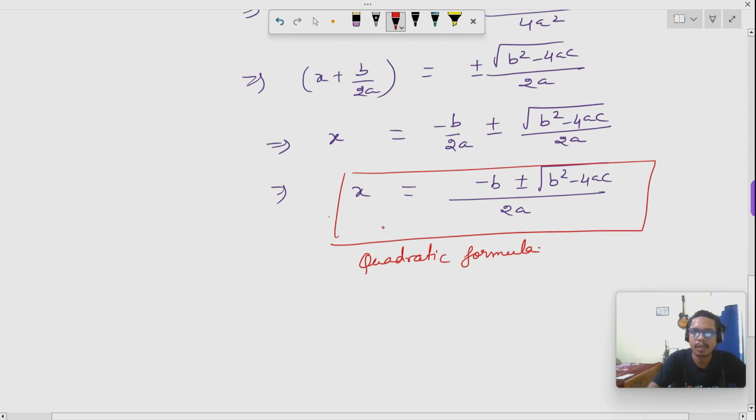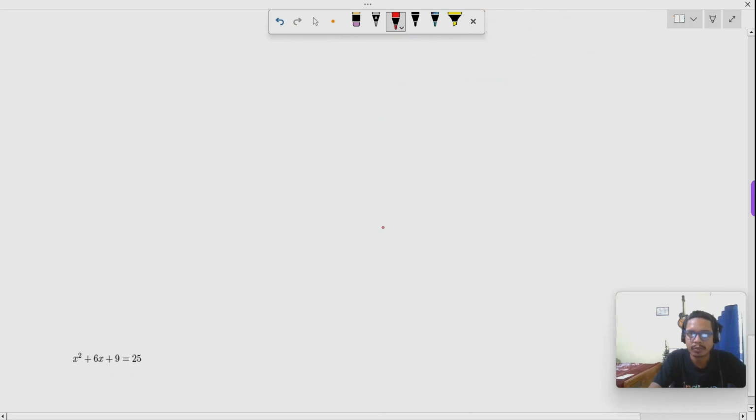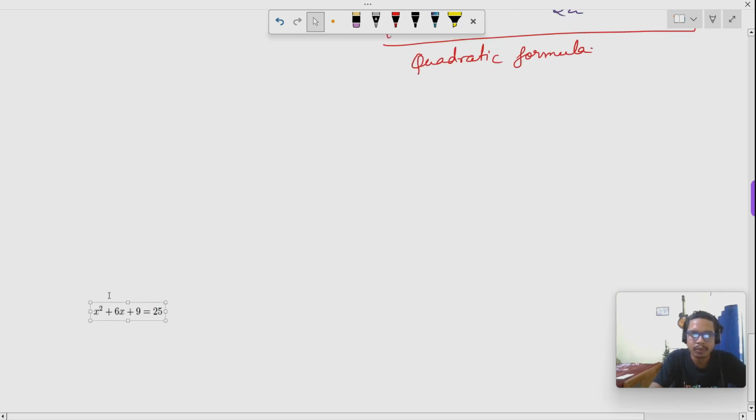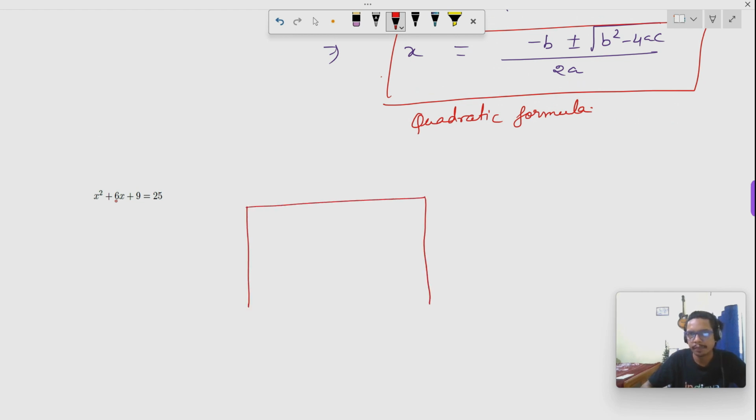And what does it mean by completing the square? That could be understood by this example, this question. As you can see here, completing the square is a geometrical method in order to understand the quadratic formula, and the completing the square method is something like this. That means there is a square, and this square is made up by the addition of its parts.